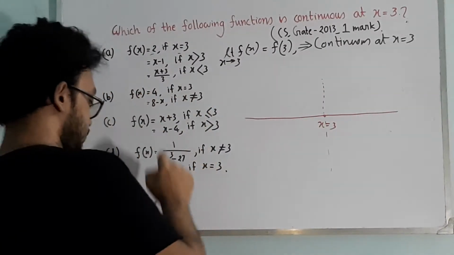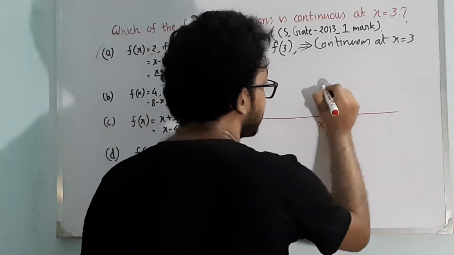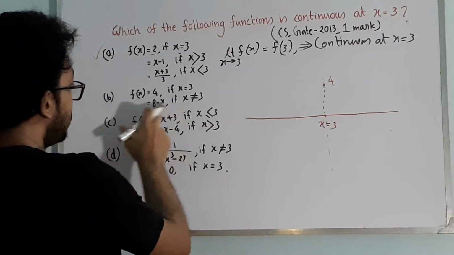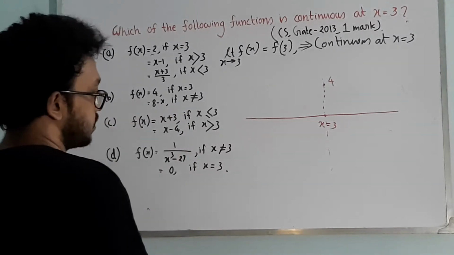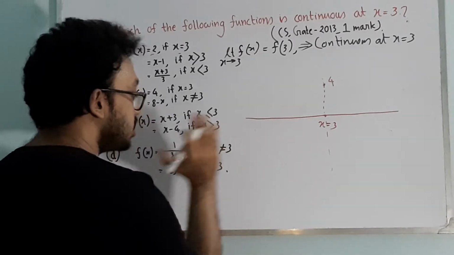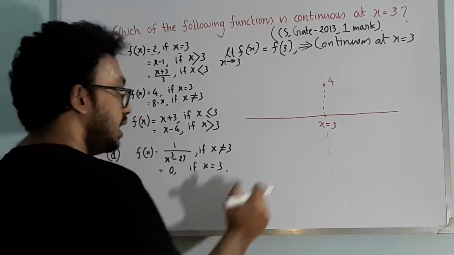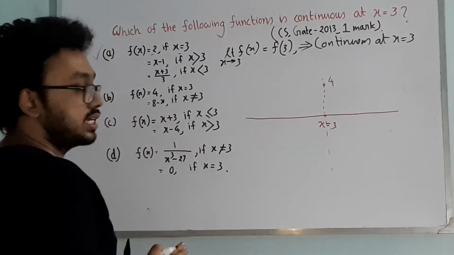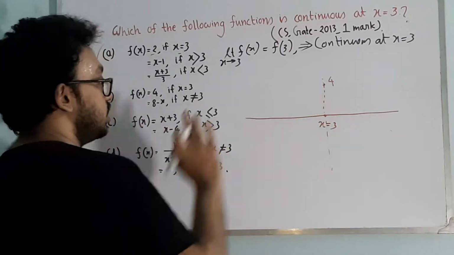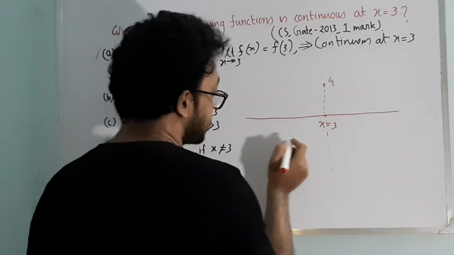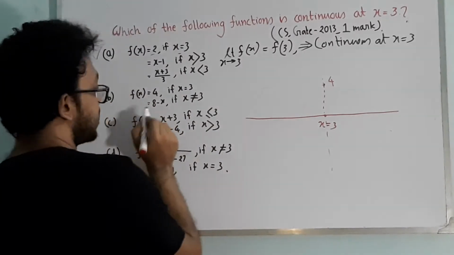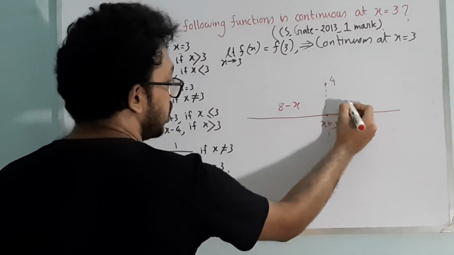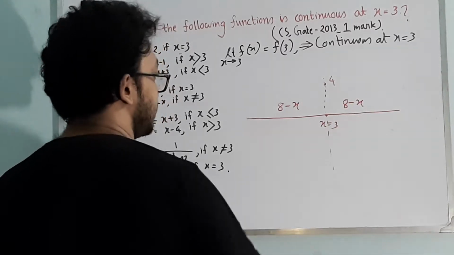the value of f(x) is 4. So at x equal to 3, f(x) is 4, and if x is not equal to 3, then f(x) equal to 8 minus x. So just before x equal to 3, f(x) is 8 minus x, as well as just after x equal to 3, f(x) is 8 minus x, but at x equal to 3, f(x) is 4, right? So just before x equal to 3, you have f(x) equal to 8 minus x, and just after x equal to 3, you have also f(x) as 8 minus x.